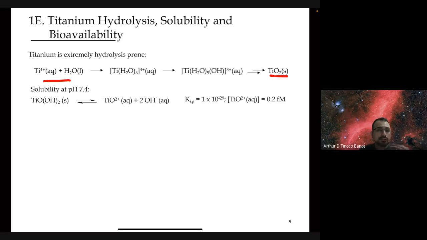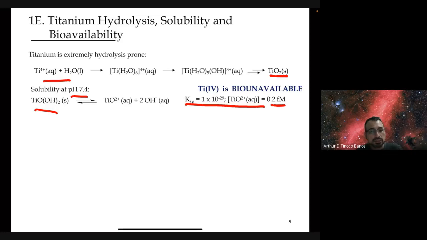With regards to how this impacts the solubility of titanium, if we're focusing on a pH of 7.4 and on a species that has some amount of solubility, for instance, this titanyl dihydroxide species, if you were to measure its solubility product and then calculate the solubility of the titanium, we're talking about a solubility that's really only femtomolar amounts. So if you were to dissolve titanium in pH 7.4 water, it would be in such low concentration that it would essentially be bioun available.